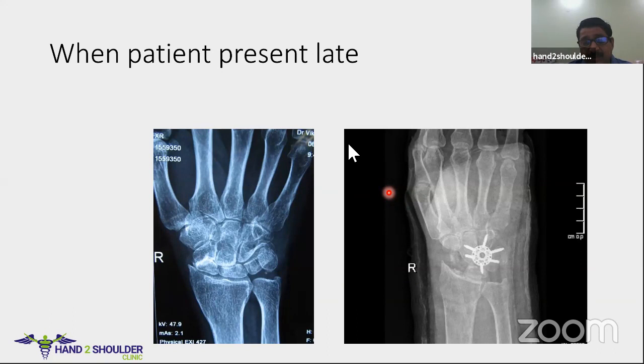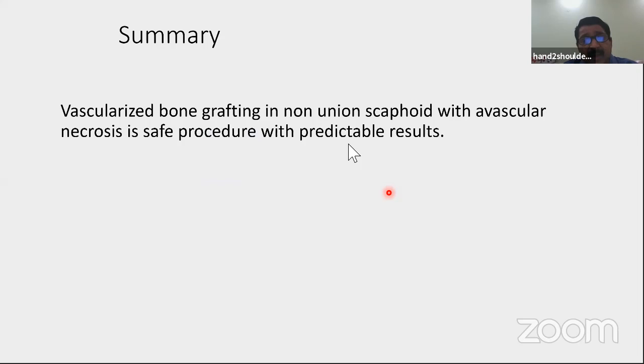But some patients present late. When they present late, the scaphoid cannot be salvaged. So we do other procedures like partial fusions, which I will not go through because Dr. Zulfi would be talking about it. So in summary, non-unions should be treated and they have a very good result of fixation and bone grafting. And vascularized bone grafting is useful, especially in cases of proximal pole fractures with AVN. Thank you.